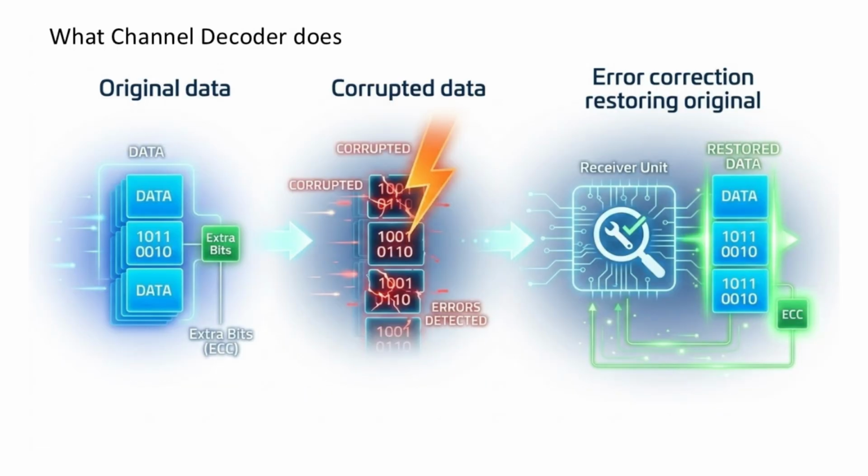Now let's look at the opposite side of the system, the channel decoder. The channel decoder is located at the receiver side of a digital communication system. Its main job is to take the received encoded data and use the added redundancy to detect and correct any errors that may have occurred during transmission. By analyzing the structure of the received bit stream, the decoder reconstructs the most likely original data, even if some bits were corrupted by noise. This makes reliable communication possible over noisy channels.